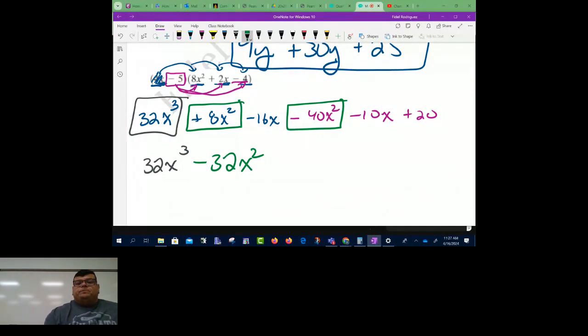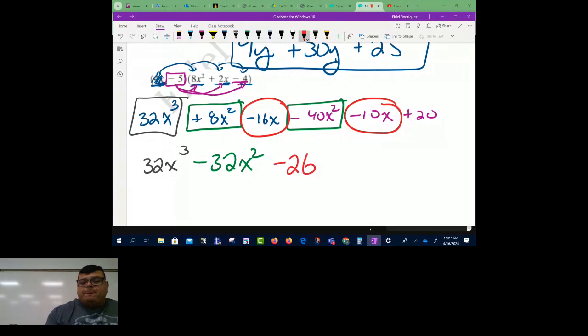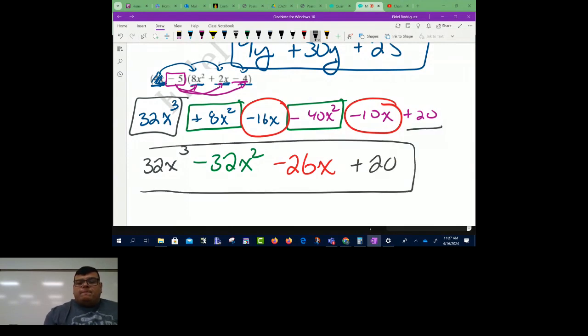Okay. Right here, minus 16x and minus 10x. If I owed you $16 and you lent me 10 more, I now owe you 26. And then finally at the very end, y'all, I'm just going to bring down that plus 20. Boom. And we got it done. Okay.